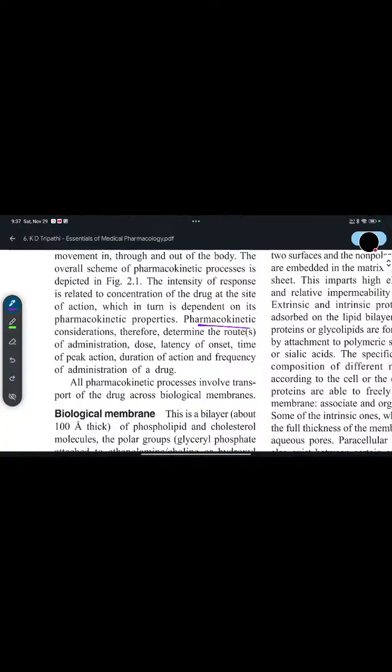So you have to remember what pharmacokinetic considerations cover. They determine the route of administration, dose, latency of onset, time of peak of action, and duration of action, that is onset of action, and frequency of administration of a drug.